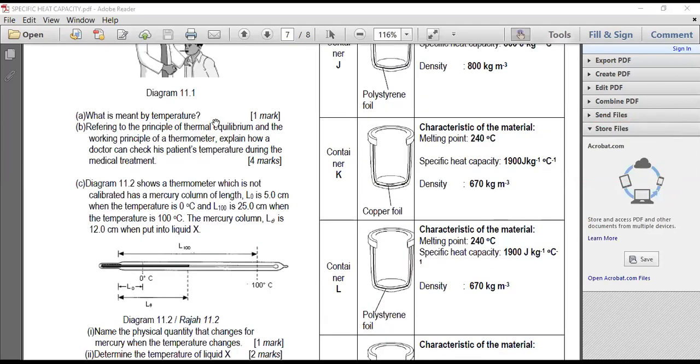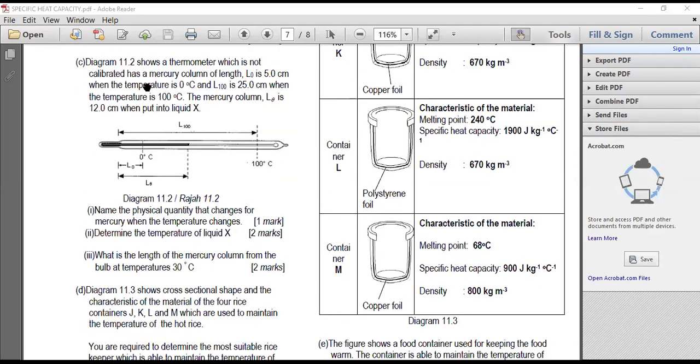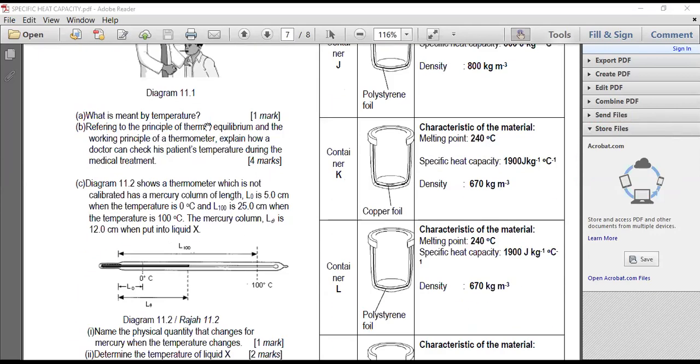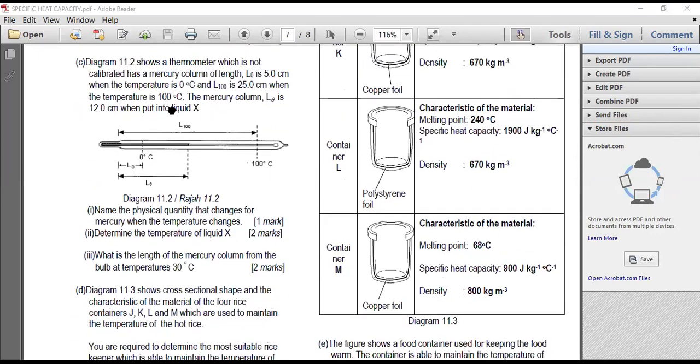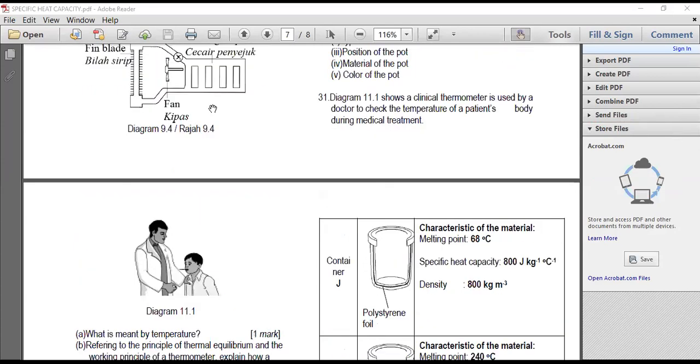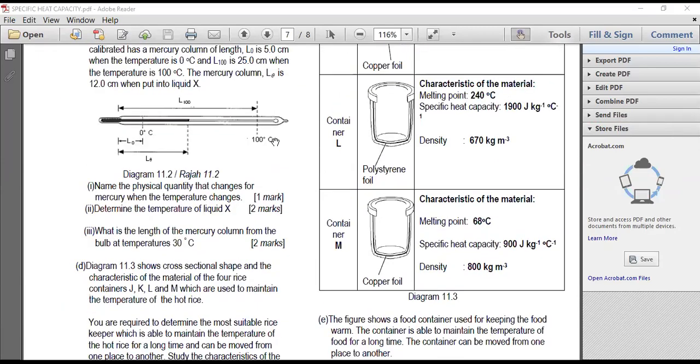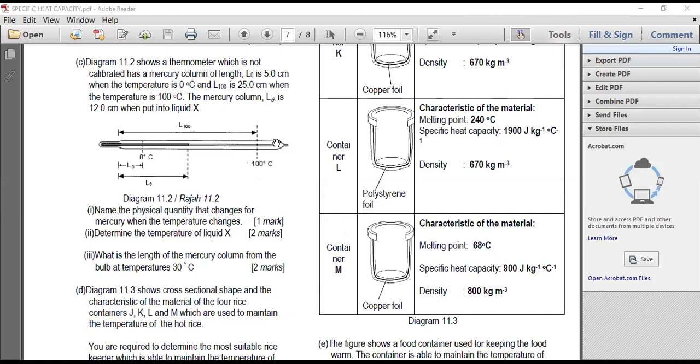Okay, now next. This is another style of essay question. There are only 2 styles of essay question for paper 2. This is for section C. The earlier one you did is section B. Section C will have a bit of calculation.